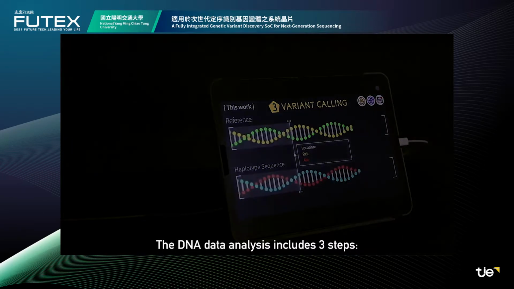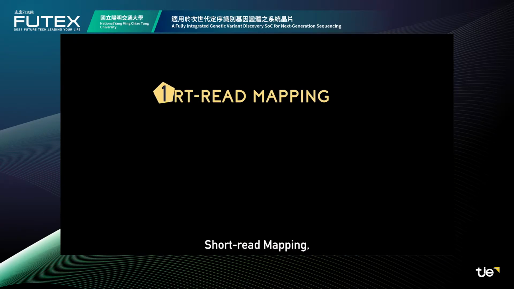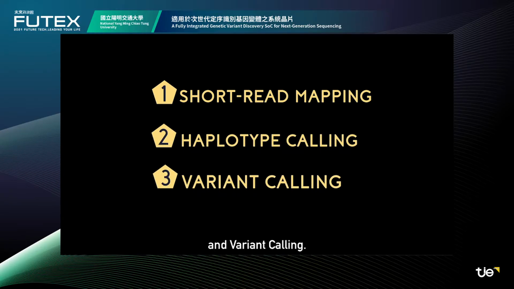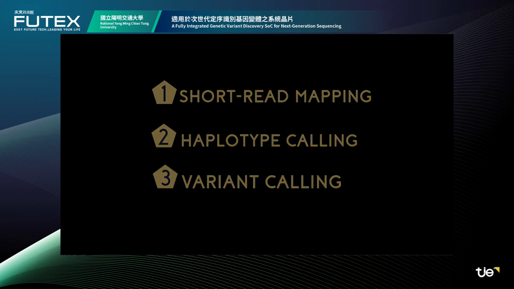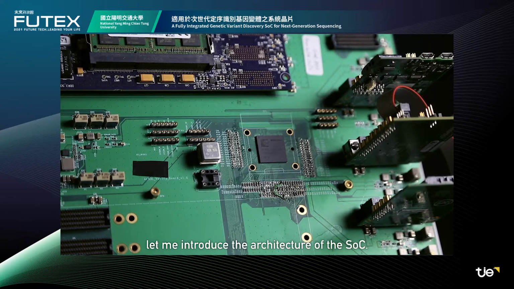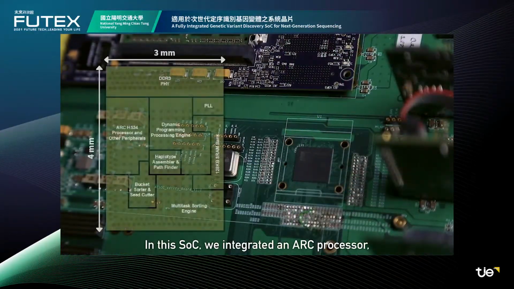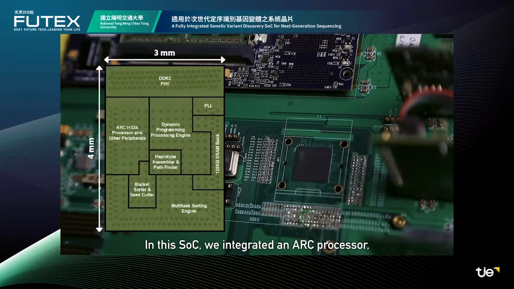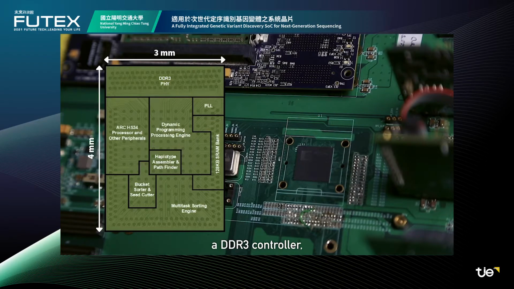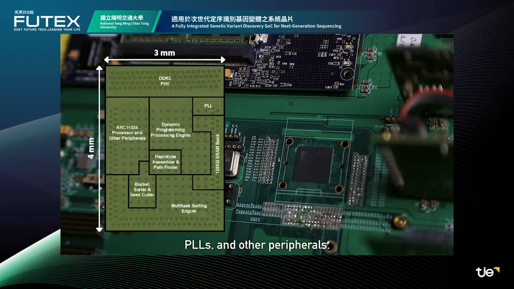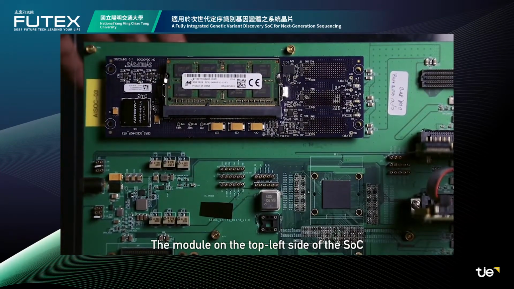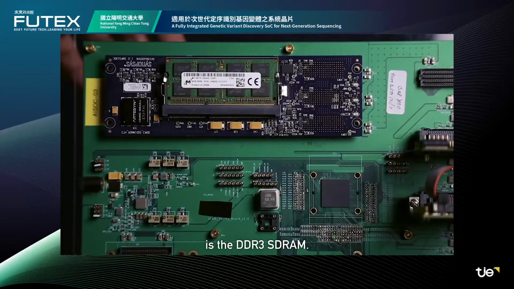The DNA data analysis includes 3 steps: short-read mapping, haplotype calling, and variant calling. We will demonstrate these steps in this demo. Before we start, let me introduce the architecture of the SoC. In this SoC, we integrated an ARC processor, the proposed NGS data analysis accelerator, a DDR3 controller, PLLs, and other peripherals. The module on the top left side of the SoC is the DDR3 SDRAM.